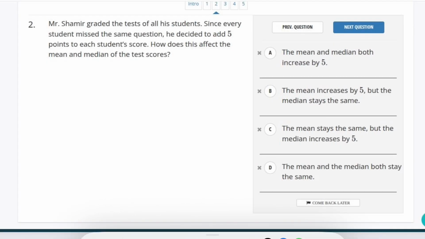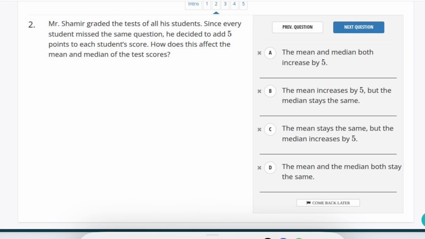Number 2, Mr. Shamir graded the test of all his students. Since every student missed the same question, he decided to add 5 points to each student's score. How does this affect the mean and median of the test scores? Let's do the easiest one first, median. There are still the same amount of data, but each one is added by 5. So the number of data will stay the same, but the value of the data will change.